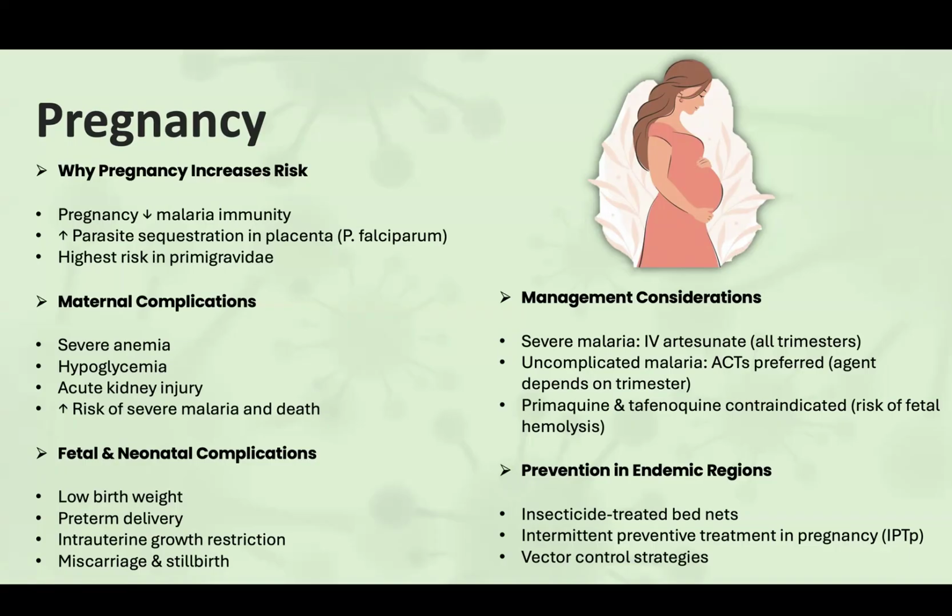Now, from a treatment standpoint, severe malaria in pregnancy is treated with IV artesunate, regardless of what trimester the mother is in. For uncomplicated malaria, ACTs are generally preferred, but primaquine and tafenoquine are contraindicated because of the risk of fetal hemolysis. Prevention is critical. Insecticide-treated bed nets and intermittent preventative treatment in pregnancy are key strategies in endemic regions, and avoiding travel to these regions, if possible, while pregnant is also recommended.